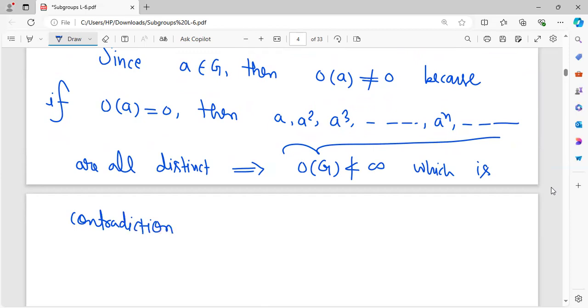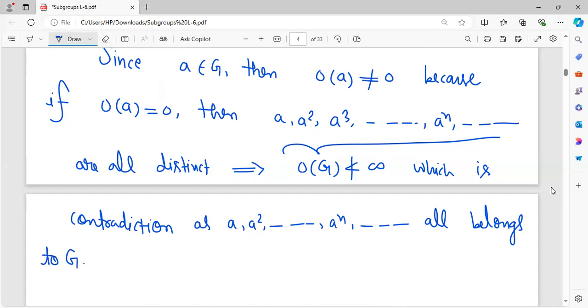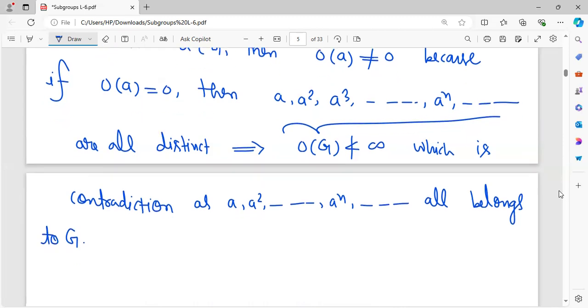Because a square, a cube and all belong to G. If the order of a is infinite, it means the order of a is 0, then a square, a cube and all are distinct and they belong to G. And G will become an infinite set, which is not possible because G is given to be a finite group. So the order of a is finite.